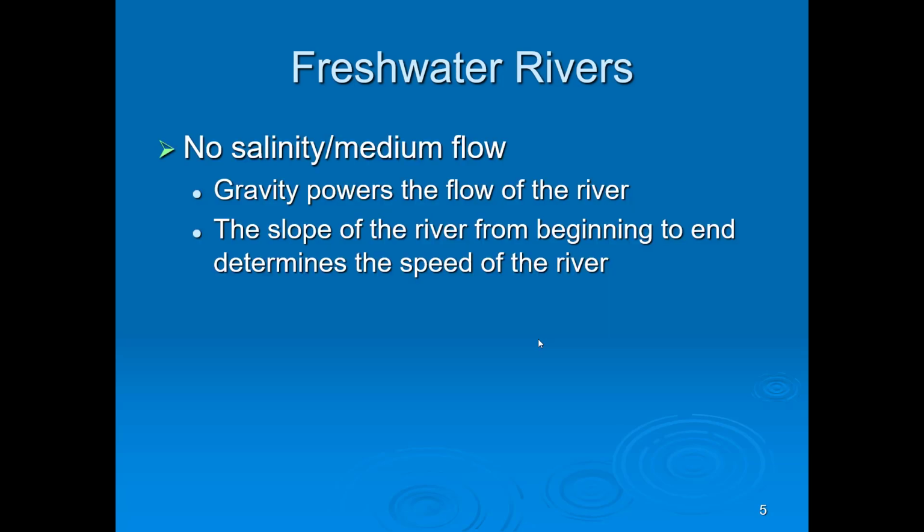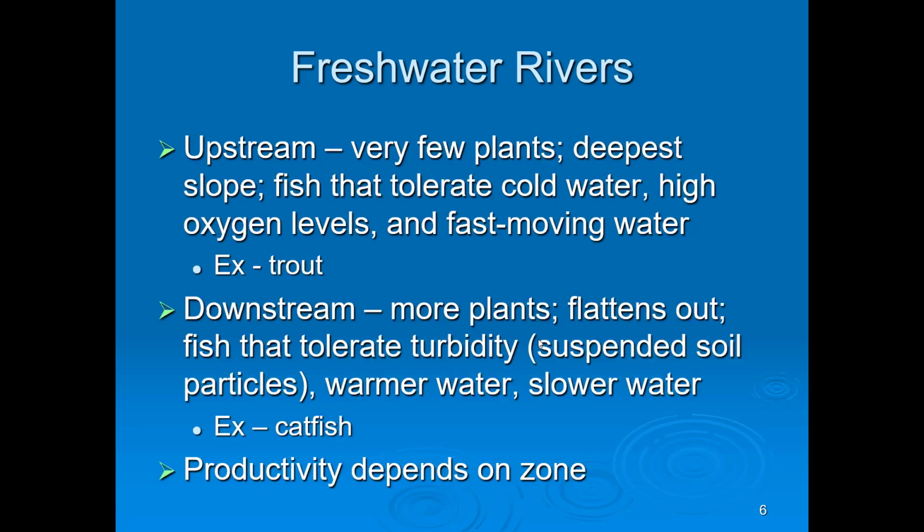Okay, freshwater rivers are basically bigger streams, no salinity, and just a medium flow. Again, the medium flow and the high flow really kind of depend upon the tilt of the river. It's just going to depend. Again, gravity powers the flow of the river. The slope of the river determines the speed of the river.